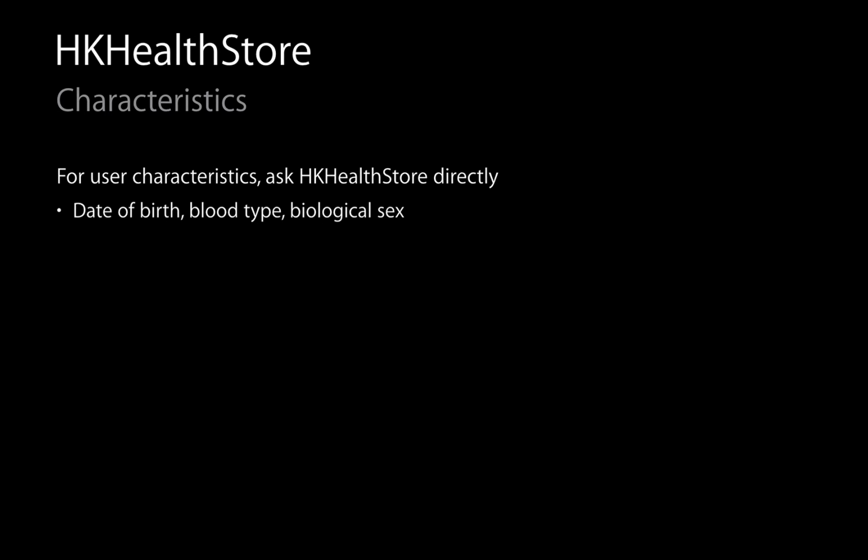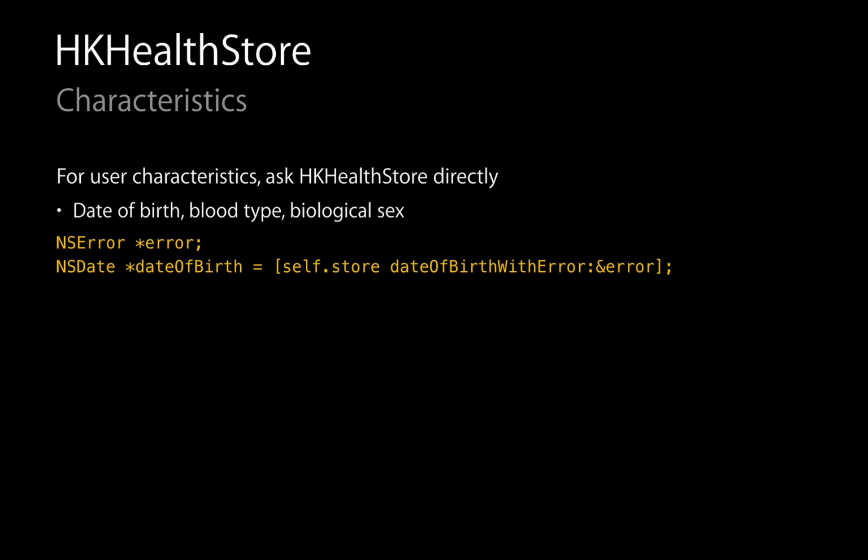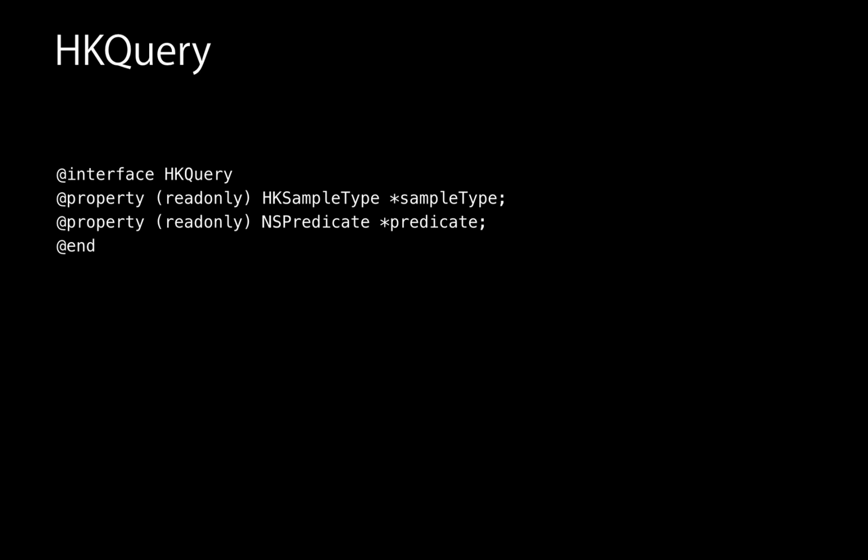The easiest information to get are characteristics of the user. Because these don't change over time, we really only care about the current value. So you can just ask your health store directly. Here's an example of us asking our health store for the user's date of birth. This doesn't work for everything, though. So to ask for the bulk of our data, we're going to need something a little more heavy-duty. This is where queries come in. Queries provide a structured mechanism for you to look at health data in a variety of ways. All queries inherit from HKQuery.